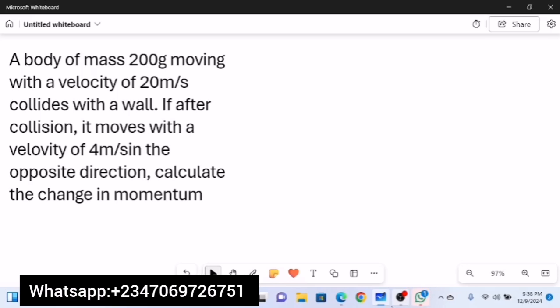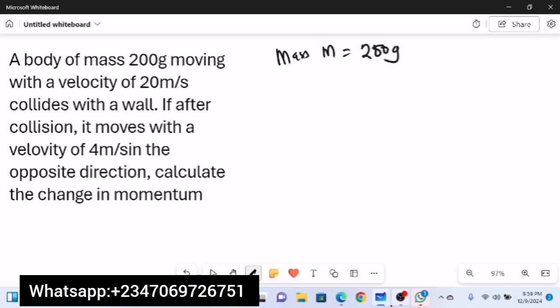Now the question says a body of mass 200 grams moving with a velocity of 20 meters per second collides with a wall. If after collision it moves with a velocity of 4 meters per second in the opposite direction, calculate the change in momentum. So let's pick out the parameters. We're given a body of mass 200 grams, so mass m was given as 200 grams.